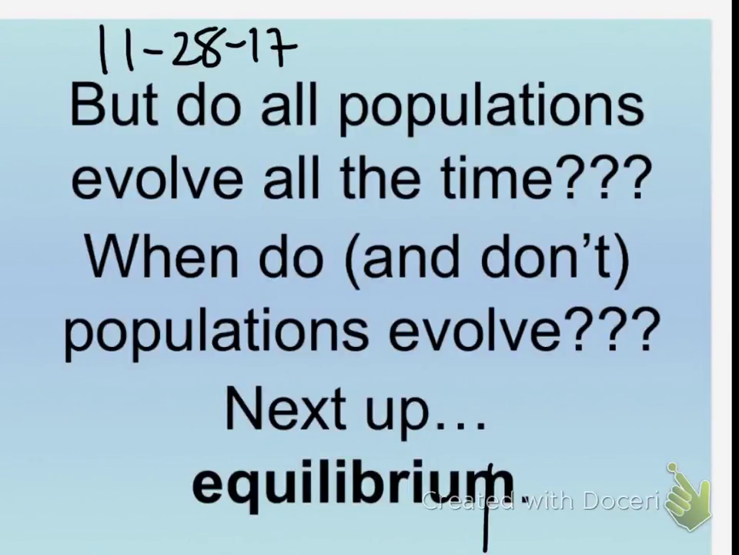You'll notice they're all color-coded. Now what we want to know is, are all populations of organisms always evolving? Is this something that's happening all the time? Are there populations that aren't evolving? That's really the big question that we have now.